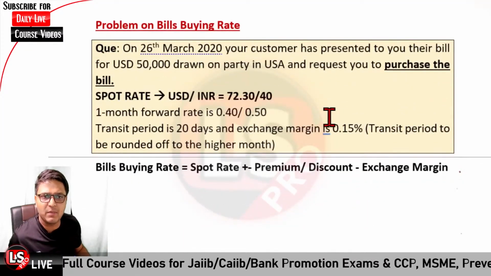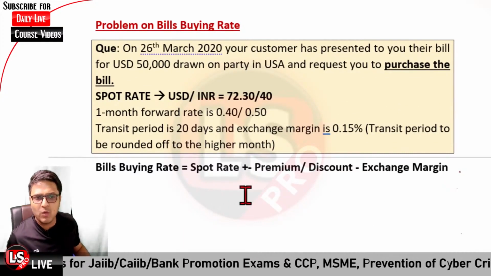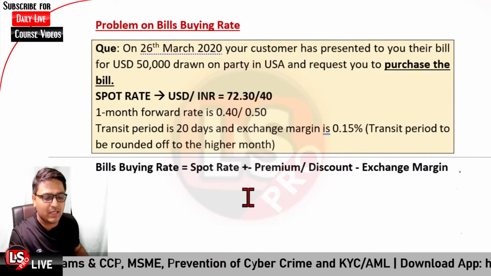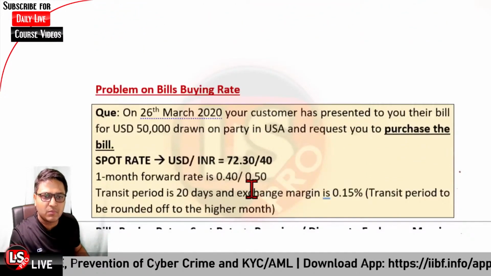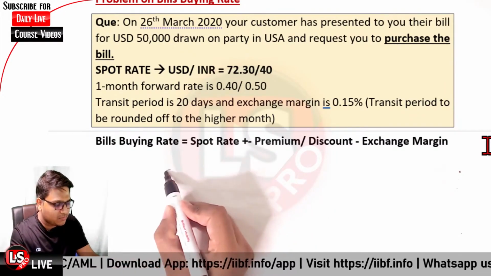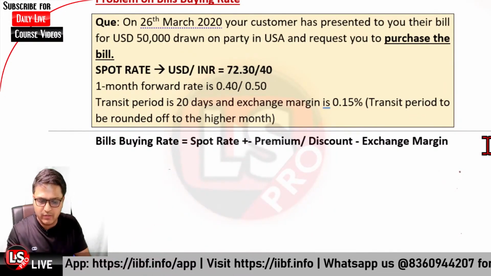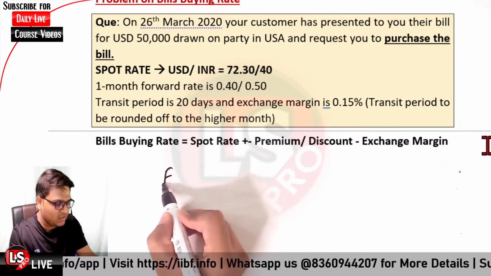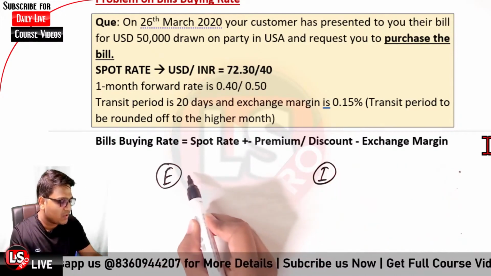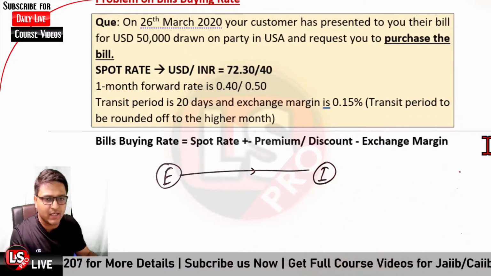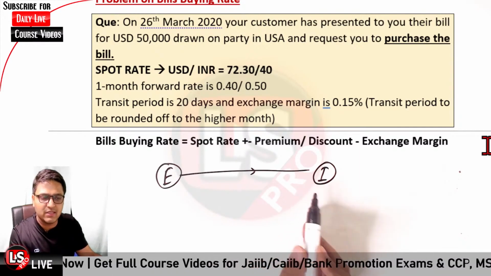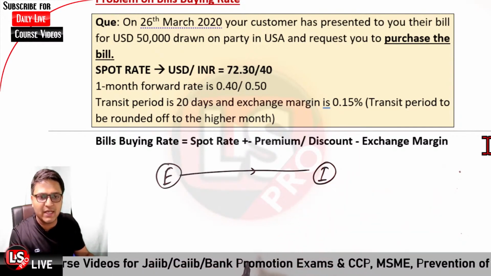Then it is regarding problems based upon the bills buying rate. Now what happens in the case of the bill of exchange? Let me tell you the theory again. Let us assume that over here is an exporter, person E is the exporter and I is the importer, and E has delivered or shipped the goods to I, and the importer has not paid the amount yet.